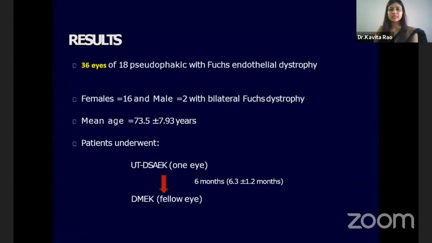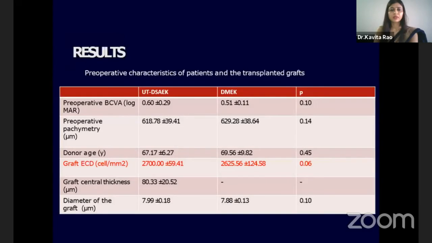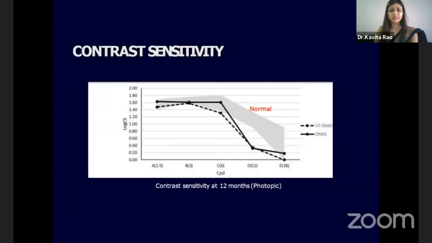So, 36 eyes, they have again divided. One eye they've gone back and studied was ultra-thin DSEK, and the other eye was DMEK. If you look at this group, it is pretty well matched in terms of the graft which was used for both eyes. There's not much difference in that.